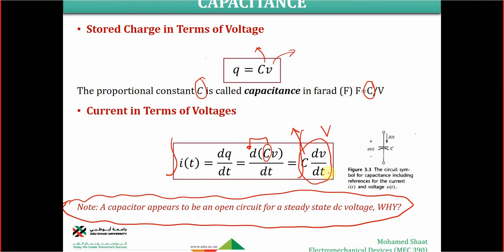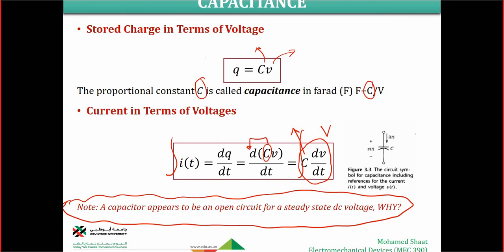So in case V is constant, it has no time derivative, so we are going to end up with the current over the capacitor being zero. What does it mean, the current over the capacitor equals zero? It means that the capacitor is going to work like an open circuit, or like an open switch of the electrical circuit.